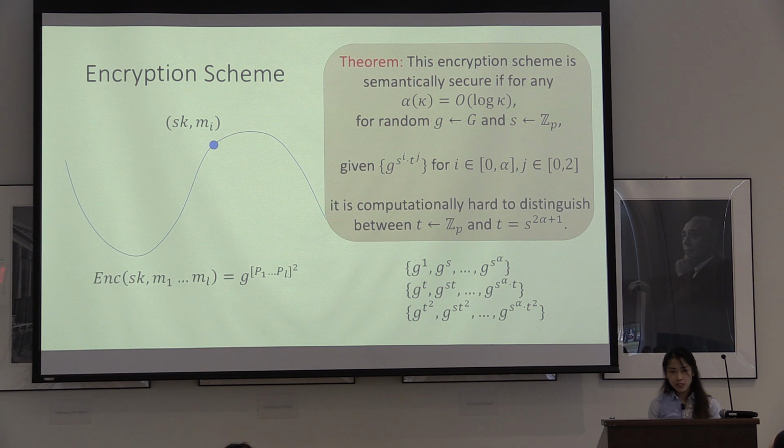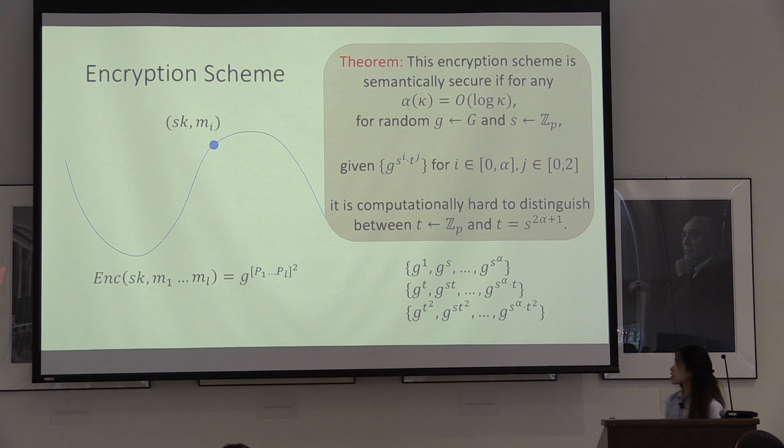And we prove that this encryption scheme is semantically secure if for any logarithmic alpha and for random generator G and field element S, if we're given the set of elements G to the S to the I times T to the J, for I up to alpha and J up to 2, then it's computationally hard to distinguish if T is a random element or if it's the power of S, S to the 2 alpha plus 1. So again, this is a logarithmic number of group elements, and we're just trying to distinguish whether there's a relation between the field elements encoded in the exponent.